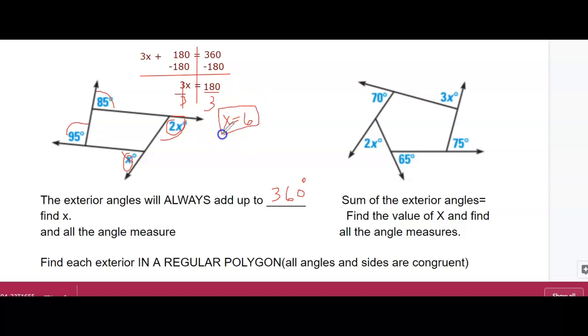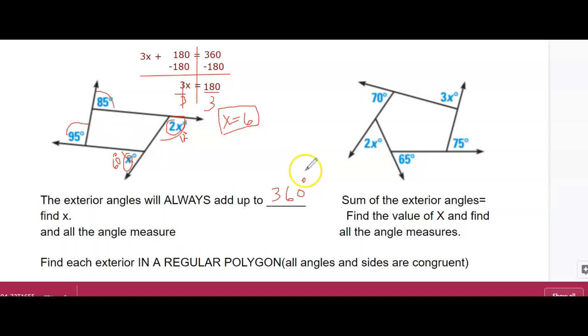So now I found x. So then I know that this side is 60, and this one is 60 times 2. So 60 times 2 is 120. So this one is 120 degrees. So 120 degrees plus 60 plus 95 plus 85 should give you 360. Go ahead and try that: 85 plus 95 plus 60 plus 120.